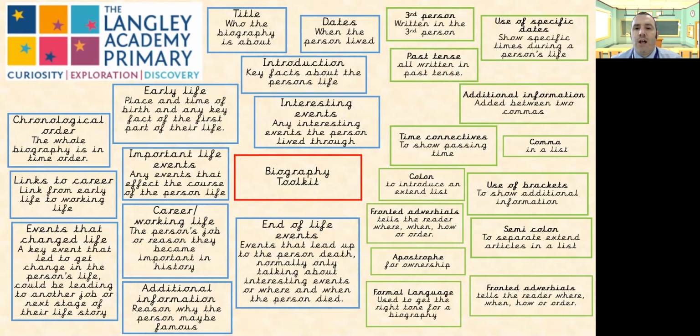Take a moment, pause here, and note down any of the items that you may have missed and finish your toolkit. And then once you've done that, press play and we'll carry on to our short write task.